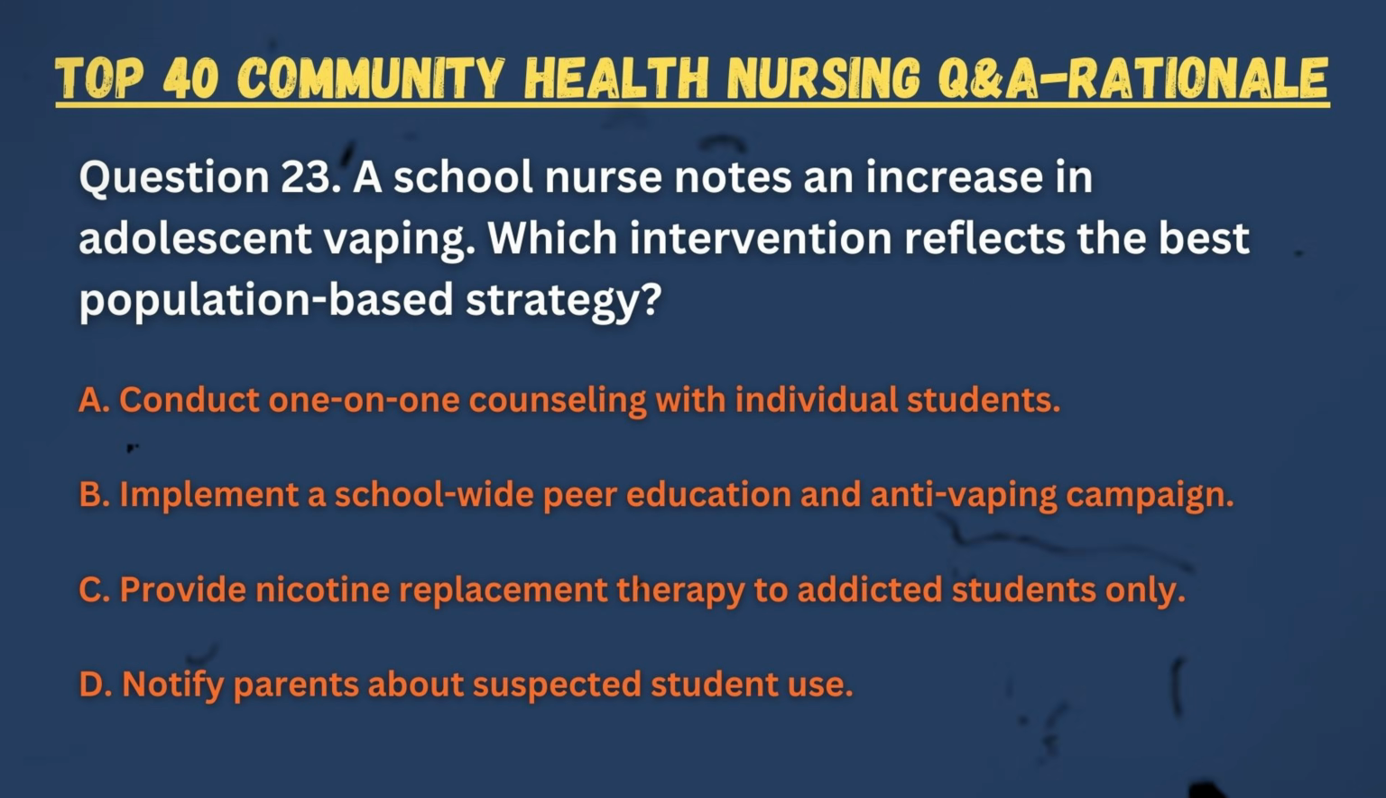Question 23. A school nurse notes an increase in adolescent vaping. Which intervention reflects the best population-based strategy? A. Conduct one-on-one counseling with individual students. B. Implement a school-wide peer education and anti-vaping campaign. C. Provide nicotine replacement therapy to addicted students only. D. Notify parents about suspected student use.